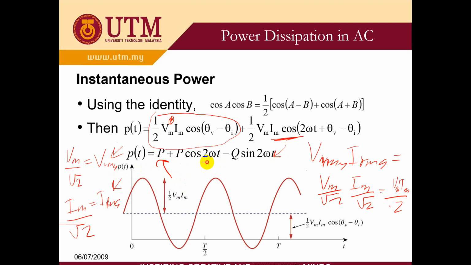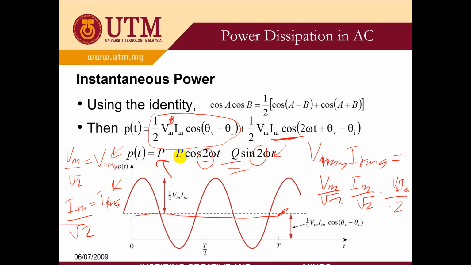So P cos 2wt, and make sure you know this one and this one. You have the real power, and then you have a changing component. This is the P component, and this one is the sinusoidal component. Why is this important? Because this will usually be asked in the theory part. You need to memorize how to derive this, because sometimes they ask in the theoretical part, and sometimes they ask you to find the instantaneous power.